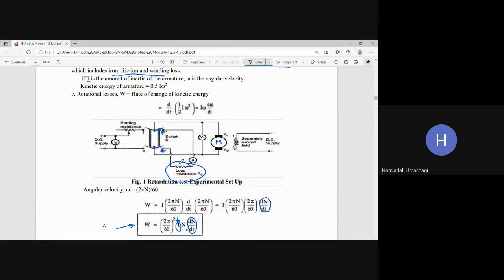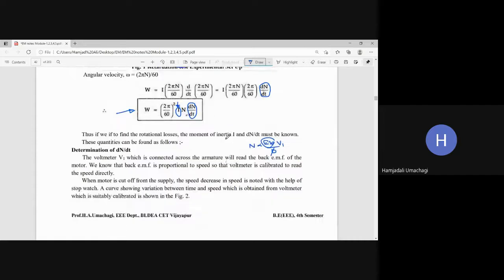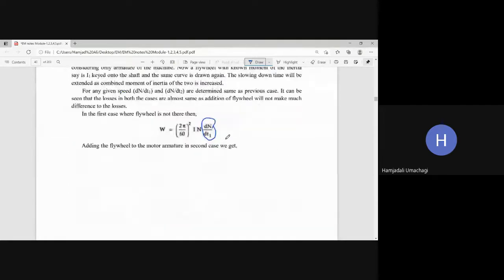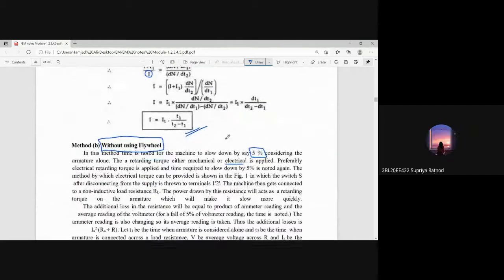So this electrical load offers retarding torque to the motor so that the motor will come to the resting condition. Because of this, we call this the running down test. Running down test. Is it clear, all of you? Yes, sir.